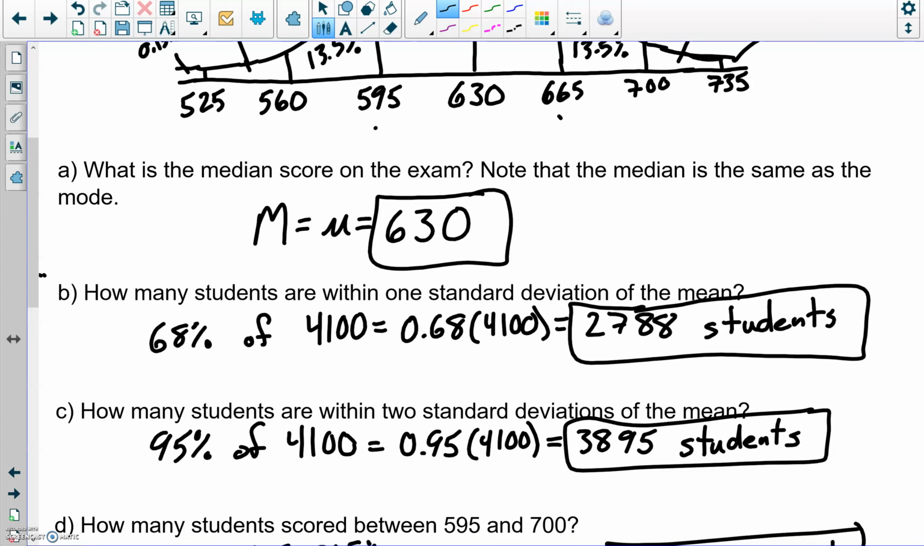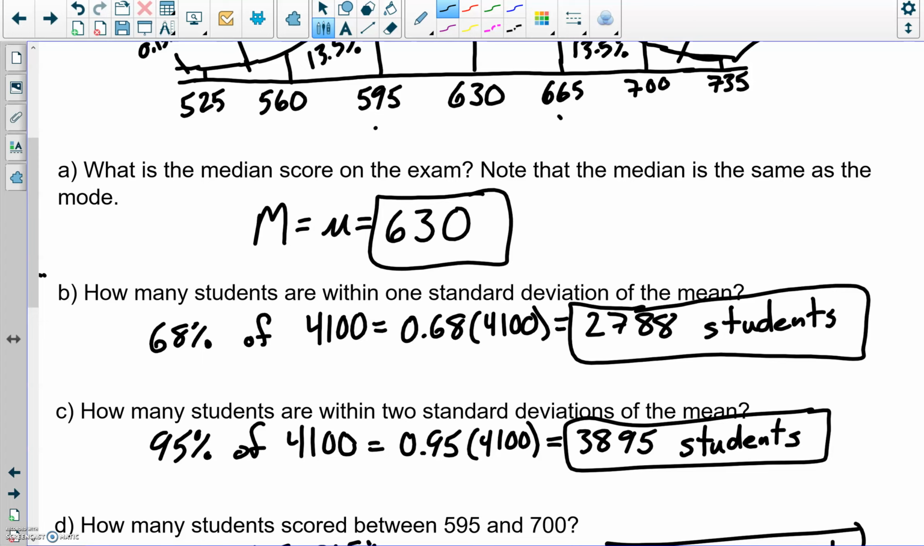For two standard deviations, there's 95% total. And this is part of the empirical rule, 68, 95, 99.7. Sometimes they'll even call it the 68, 95, 99.7 rule instead of the empirical rule. But at any rate, however you get there, there's 95% within two standard deviations. Multiply 0.95 by 4,100 and you get 3,895.